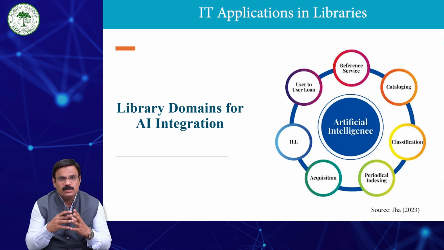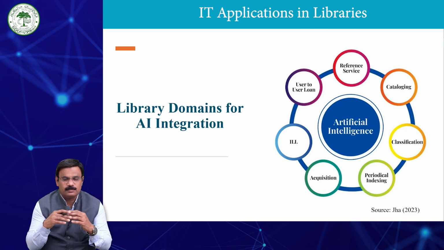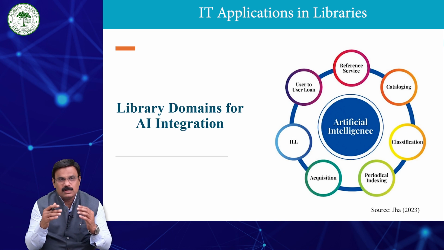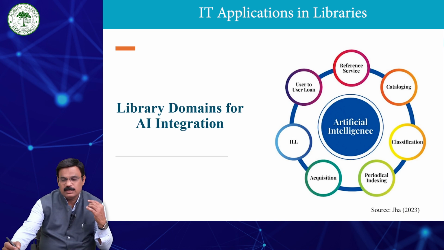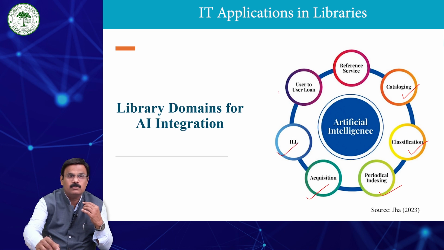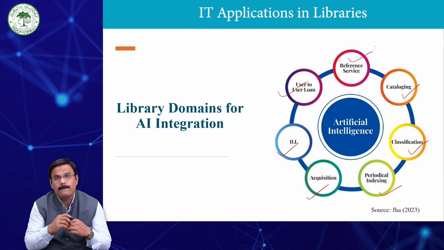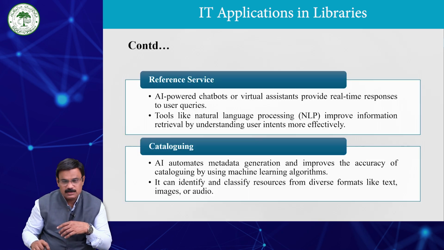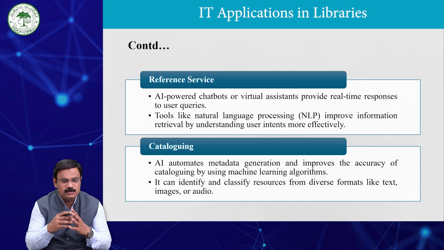So let us discuss the various areas or domains where AI can be integrated. We can integrate AI in cataloging, classification, periodical indexing, acquisition, interlibrary loan, user to user loan, and reference service. Now let us discuss what we mean by reference service.